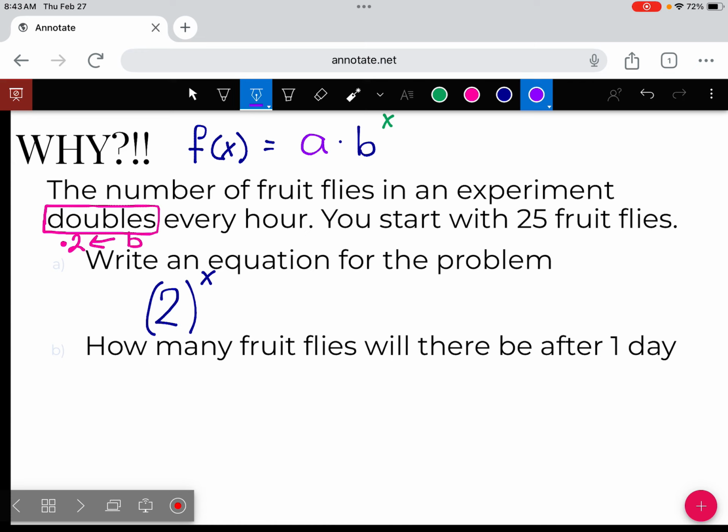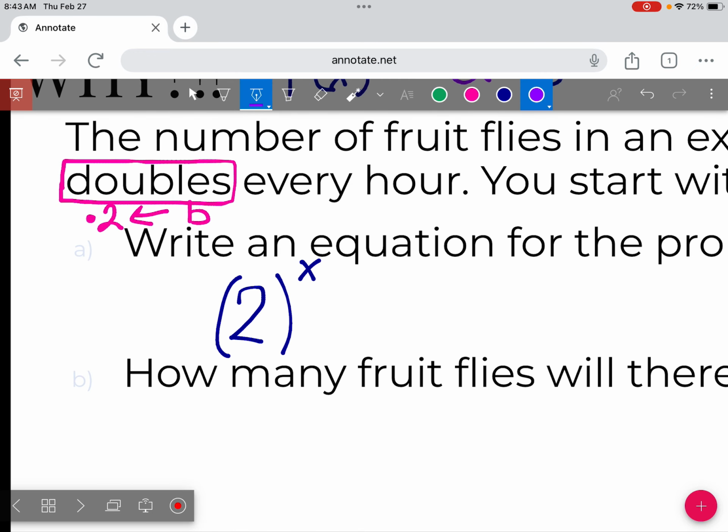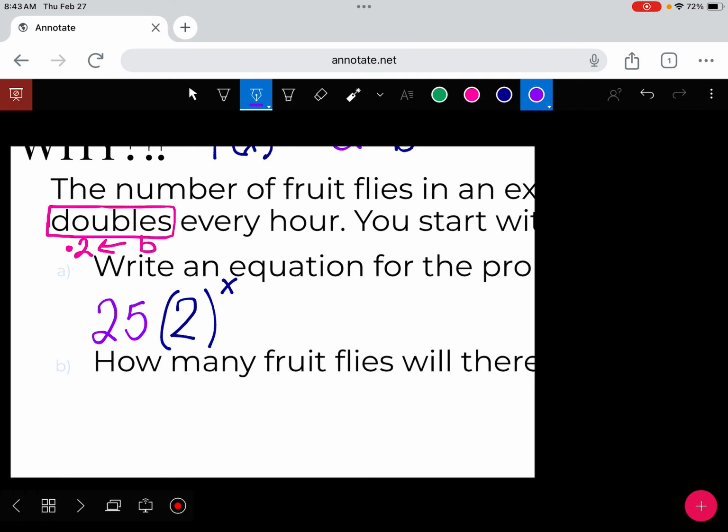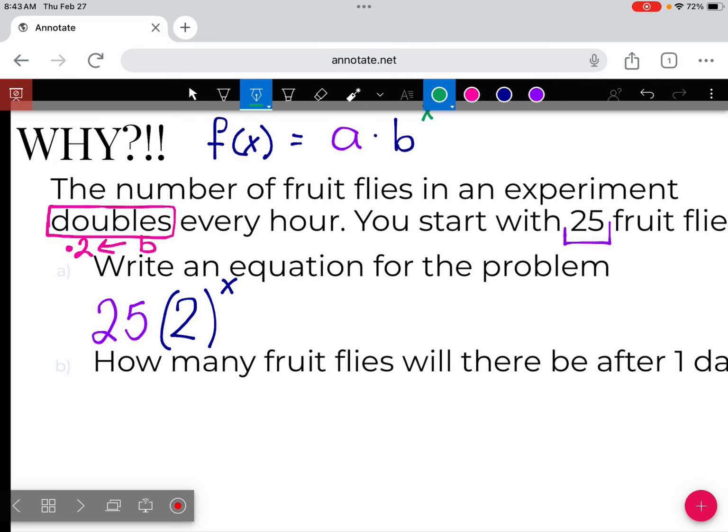What's our a going to be? That's what we start with. We start with our 25 fruit flies. So our equation for how many fruit flies there are, we can write it as y equals 25 times 2 to the x.